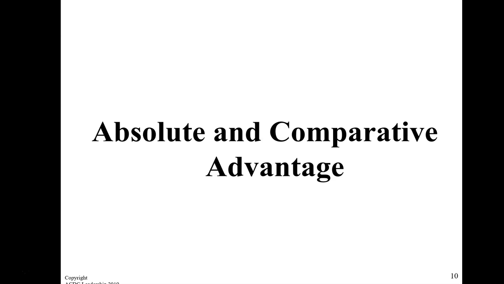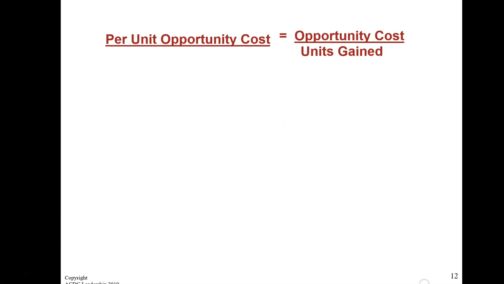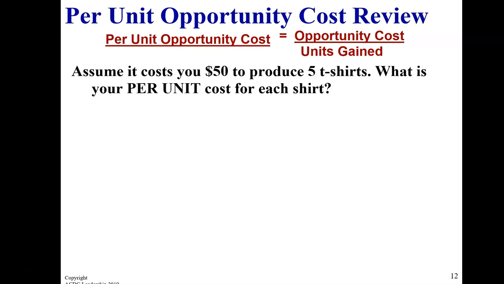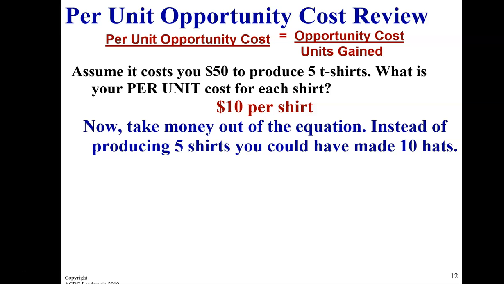Absolute and comparative advantage. Assume it costs you $50 to produce 5 t-shirts. What is your per unit cost for each shirt? $10 per shirt. Now take money out of the equation.